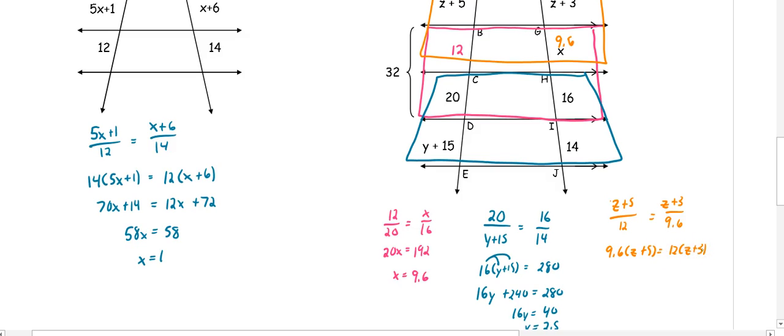So we can distribute, and we would have 9.6z plus 48 is equal to 12z plus 36. So we can subtract 36 from both sides to get 12, and we can subtract 9.6z from both sides, and we get 2.4z. So when we divide 12 divided by 2.4, we get z is 5.